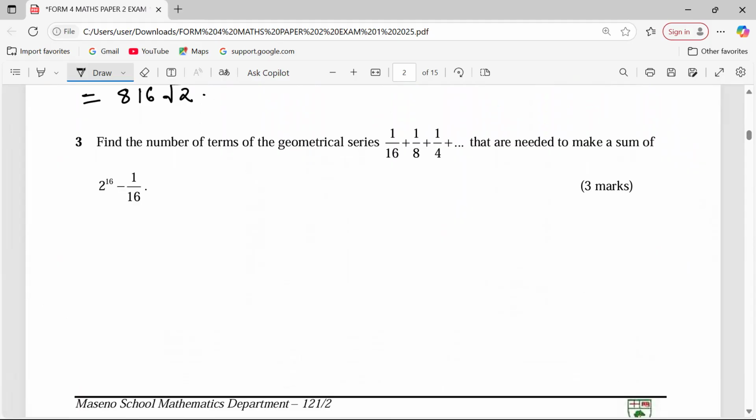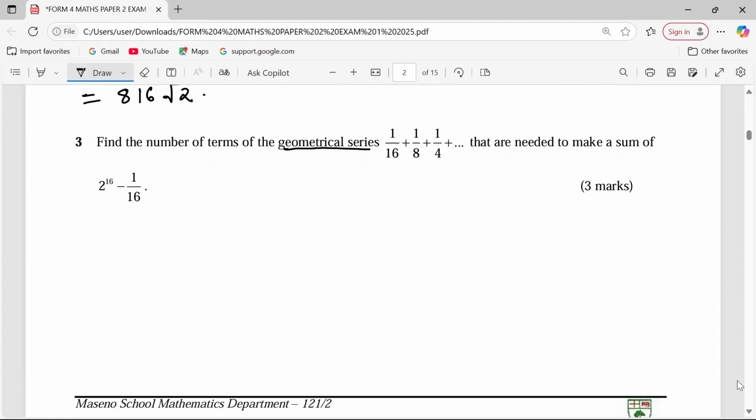Now looking at number 3, find the number of terms of the geometrical series 1 over 16 plus 1 over 8 plus 1 over 4, the series continues, that are needed to make a sum of 2 power 16 minus 1 over 16. So we are already given the sum and we are given part of the geometric series. From this series, it has already been defined that it is a geometric series.